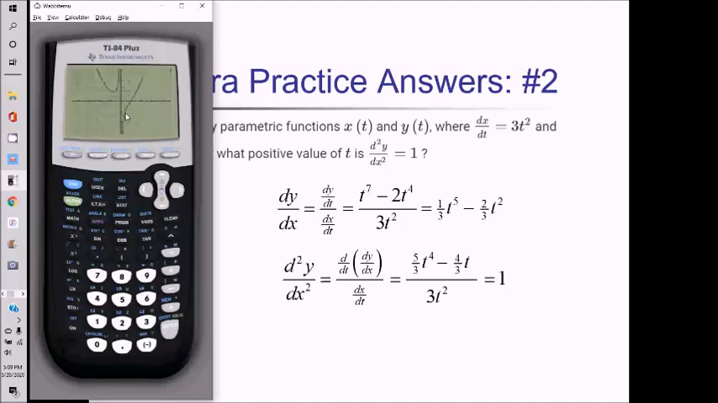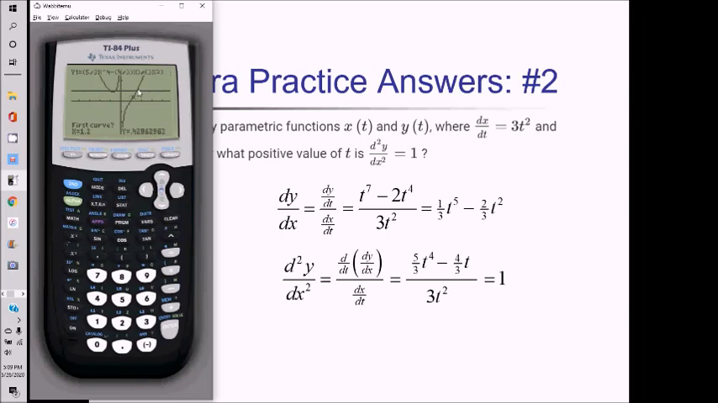So there is the second derivative. And really, we're just focusing on this area. And we see that we are intersecting somewhere between 1 and 2. So let me just find this intersection point right here. That's going to be second trace, option 5 for intersect. And where's my spider? Let's see here. Let's move that closer to that intersection.